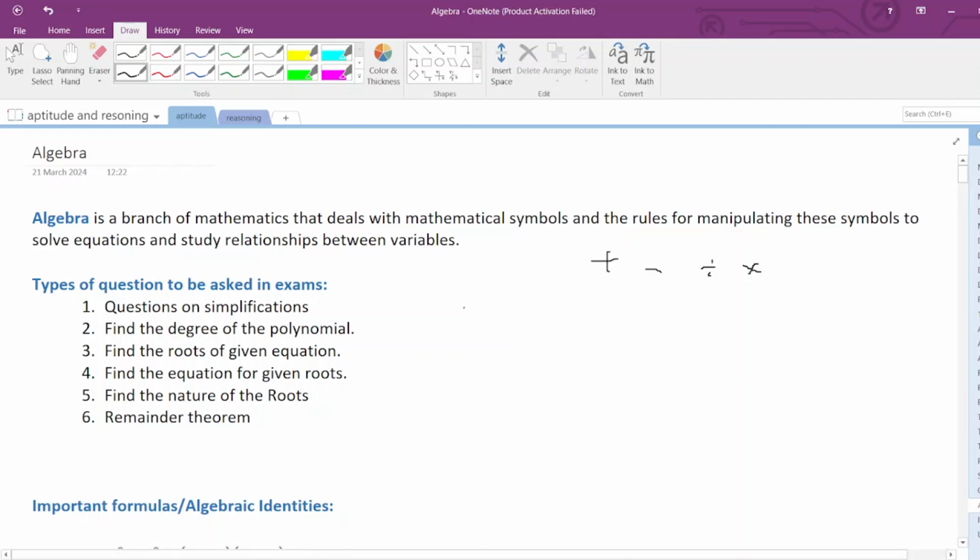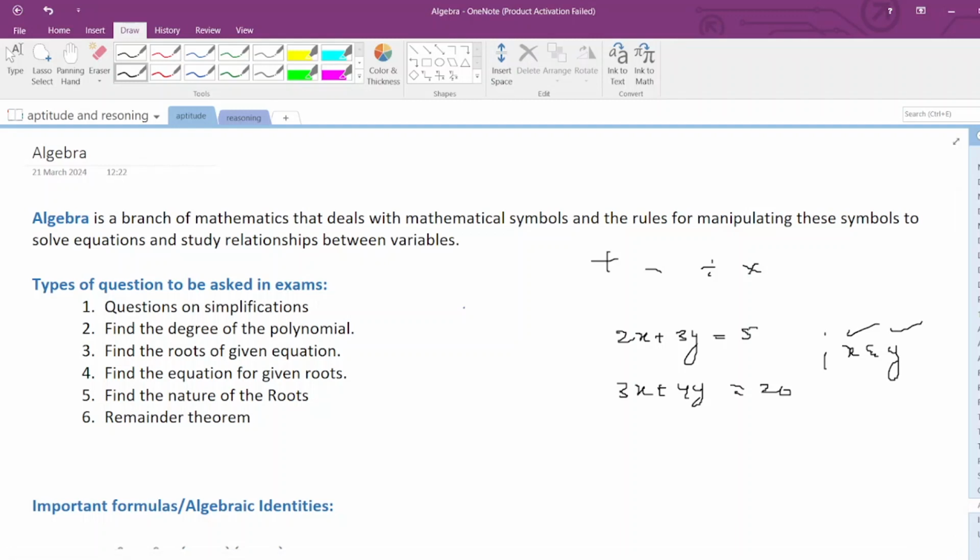the variables. Let's suppose there is an equation 2x plus 3y is equal to 5, and 3x plus 4y is equal to 20. We have to find the relation and find the variables x and y. If we solve these two equations and are able to find the values for the variables x and y, then this whole process we call algebra. Not only strictly related to this, there are a lot more.